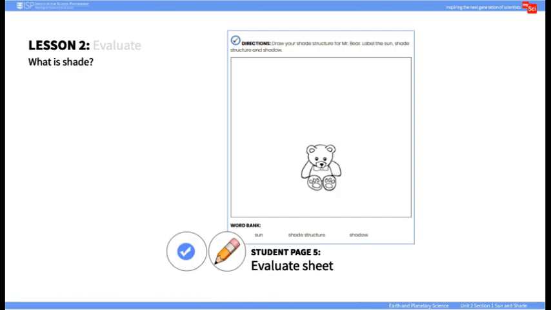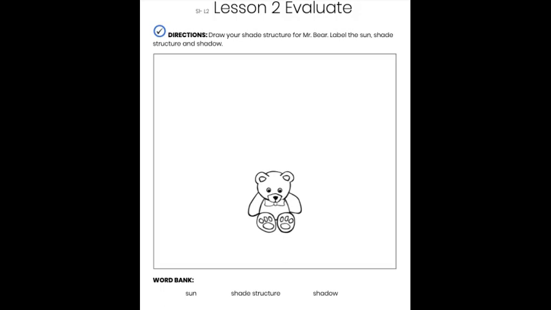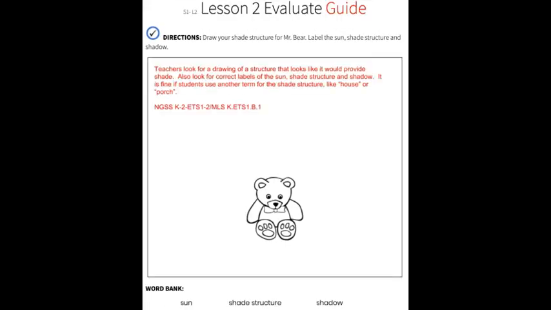In the Evaluate portion of this lesson, students will complete a formative assessment to show their understanding that the sun heats the Earth's surface and how tools can be used to design structures that limit the warming from sunlight. Students will draw a shade structure for Mr. Bear. Their drawing should include labels for the sun, the shade structure, and the shadow.